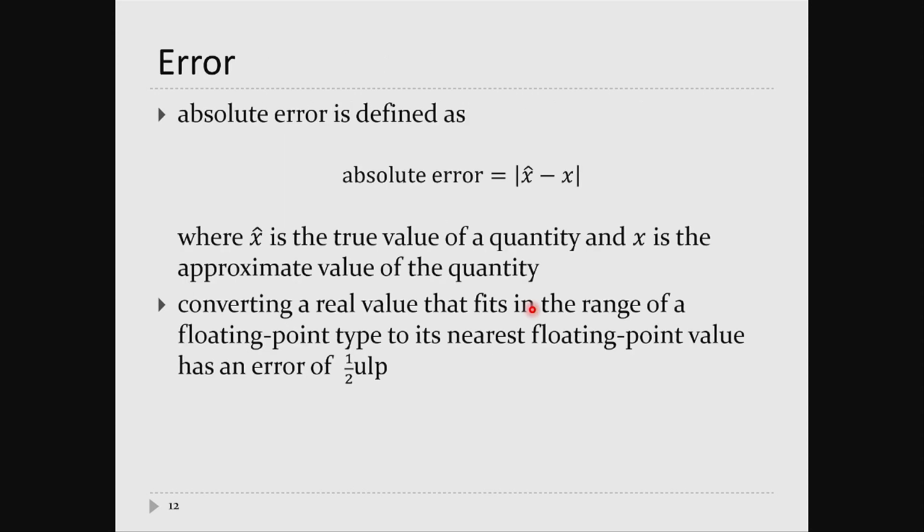Okay. Absolute error, right? So absolute error is defined as the absolute value of x hat minus x. Okay? X hat is the true value of whatever it is you're trying to compute, right? X is the actual value after you compute the value. I guess if you're a scientist and you're measuring things, X is the measurement, x hat is your expected value, right?